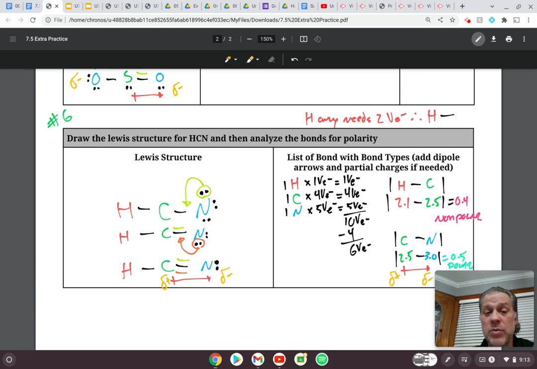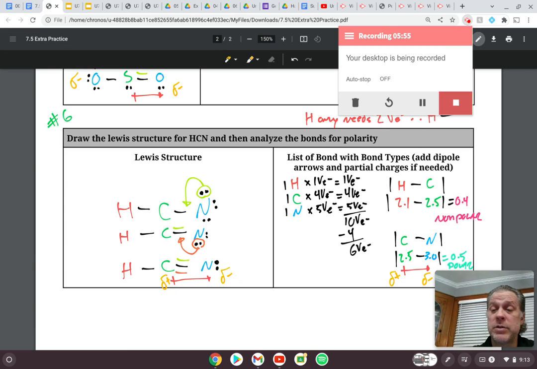We didn't ask you to name this one because it's a little bit more complicated than what we've asked you to name so far for covalent compounds. So hopefully that helped if you had questions about this particular one. But otherwise, good luck finishing the worksheet.